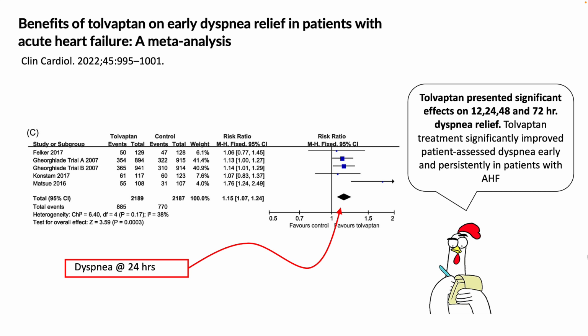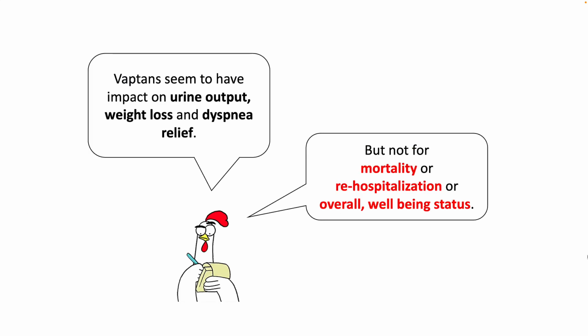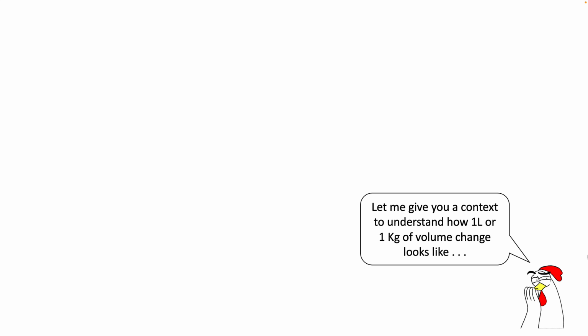When you look at the meta-analysis, you see that there is some improvement in overall dyspnea scores when you combine many studies together. However, you do not see any improvement in mortality or long-term benefits. So vaptans seem to have impact on urine output, weight loss, and dyspnea relief. However, they are not shown to improve mortality, rehospitalization, or overall well-being status of the patient.